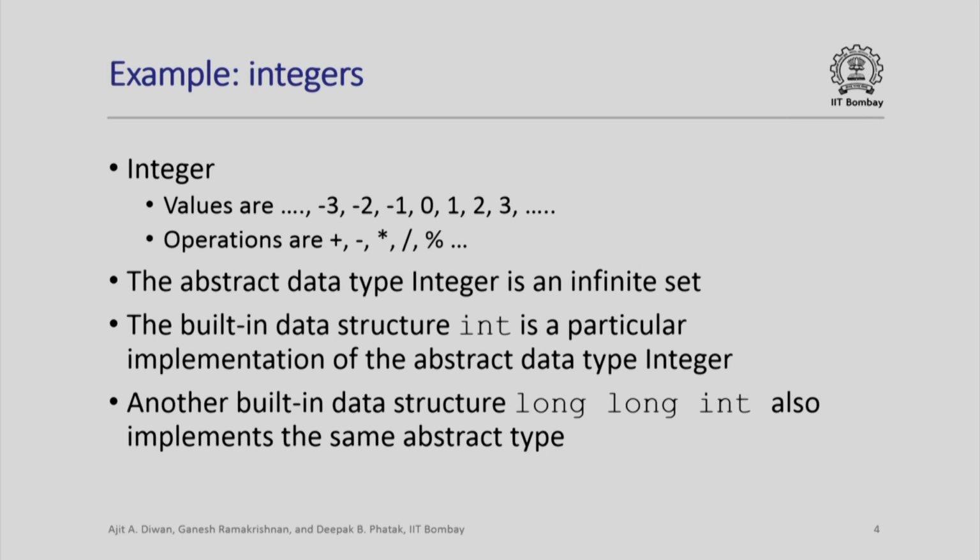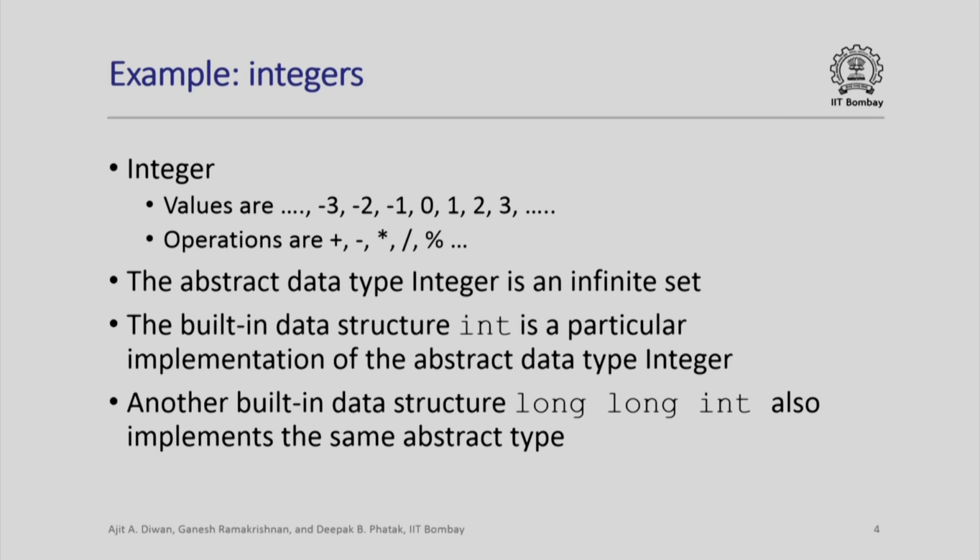So, as examples, we have this integer type. Informally, we know integers are all numbers 0, 1, 2, 3 and so on, and their negations. The operations are plus, minus, star and so on. The abstract data type integer is actually an infinite set. There are an infinite number of integers. You can go as large as you want.